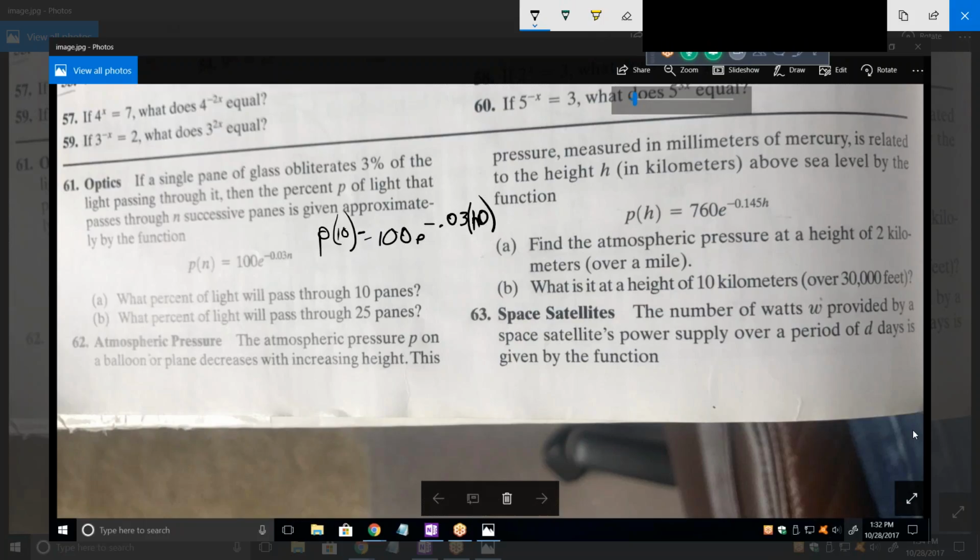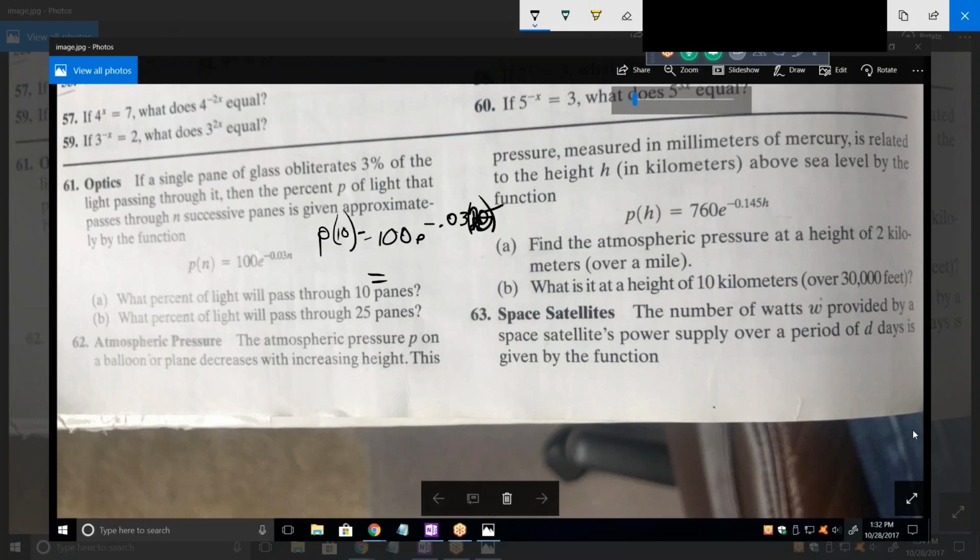What percent of light will pass through 25 panes? Don't you just do the same thing? Yep, except use 25 instead of 10. And the one thing we should certainly find is that it is less, right? Okay, so if you get a number greater than 74, we've made a mistake. That's another ballpark check.